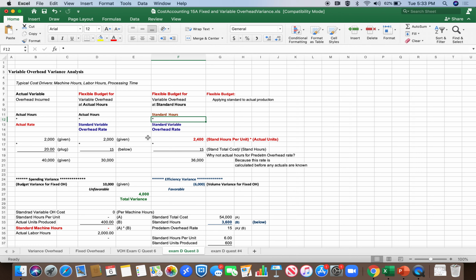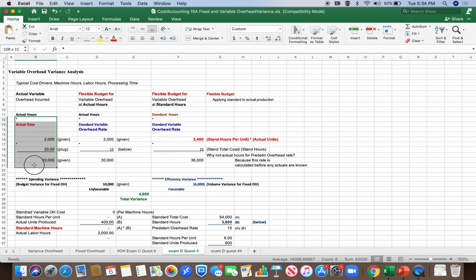So let's start on the right here. You'll see we've got some sort of standard hours that we expected when we budgeted times actual units produced, and that's how we get 2,400. Our variable overhead rate is standard cost divided by standard hours. In the interest of time, I won't go into all the math, but you'll see that that $15 comes from the calculation a little further down the page, and it's something called a predetermined overhead rate. This rate is calculated before any of the actuals are known, which is why we use standard. We don't know what the actuals are yet. So in this case, we come up with a flexible budget for assigning variable overhead of 36,000.